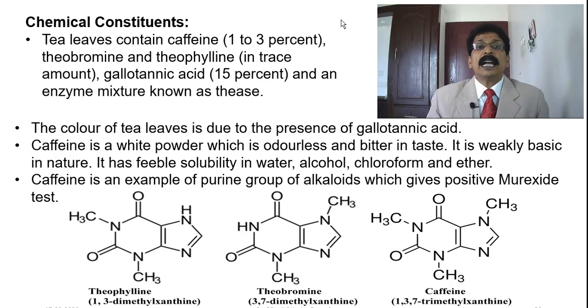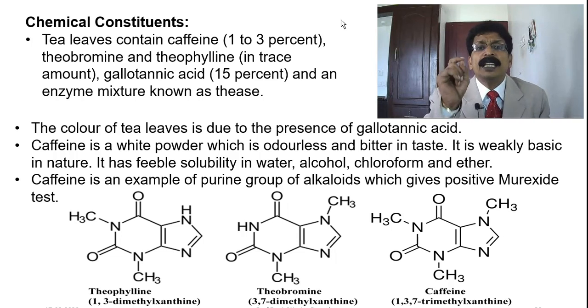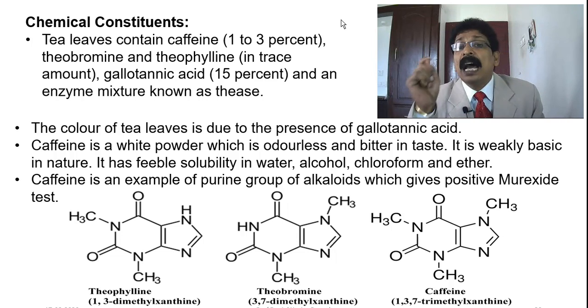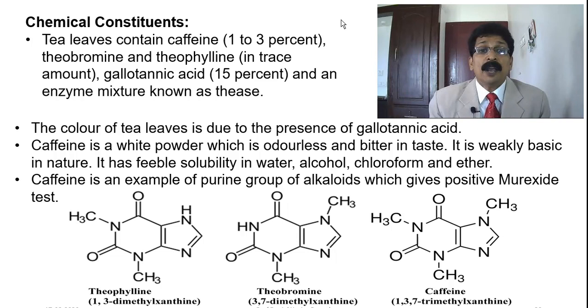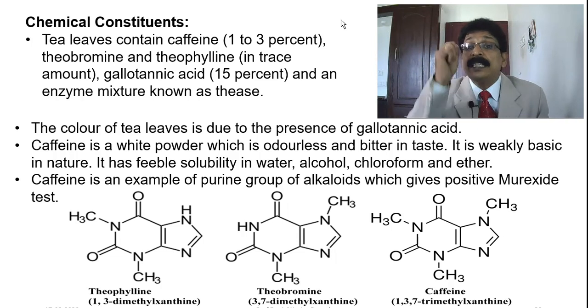So you can see that trace amounts of theobromine and theophylline are present. Gallotannic acid 15% and an enzyme mixture known as thiase are also present. And the color of the tea leaves is due to the presence of gallotannic acid. Caffeine is a white powder which is odorless and bitter in taste.